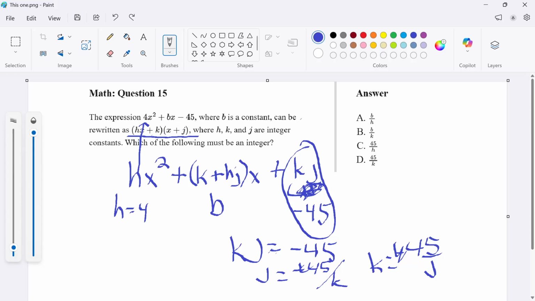45, what was the one above that? 45 over h. Well, h is equal to 4, so it's not even related to that 45. What is this? B over k.